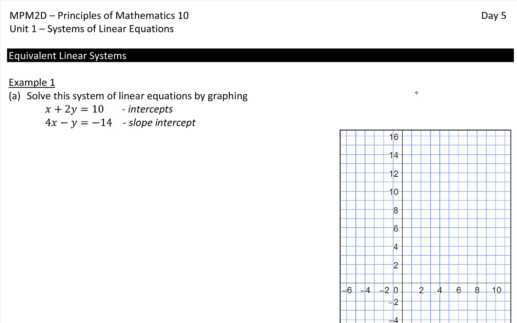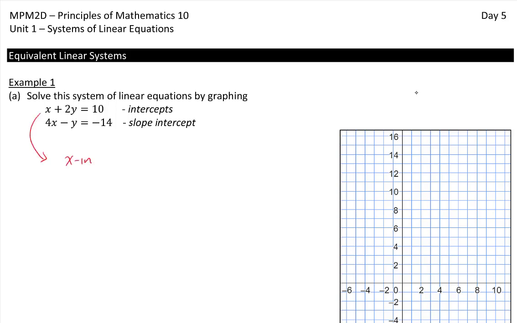In this video, I'm going to talk about equivalent linear systems. However, for our first example, we're going to solve a system of linear equations by graphing. And we're going to review the two methods that we learned, the intercept method and the slope-intercept method. So let's start by graphing x plus 2y equals 10 using our intercept method.